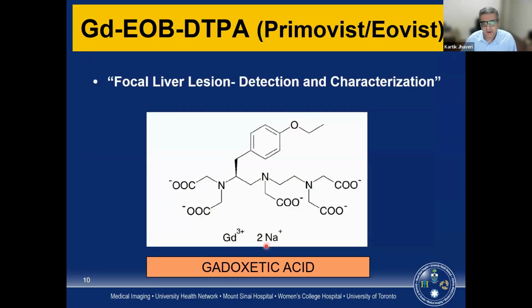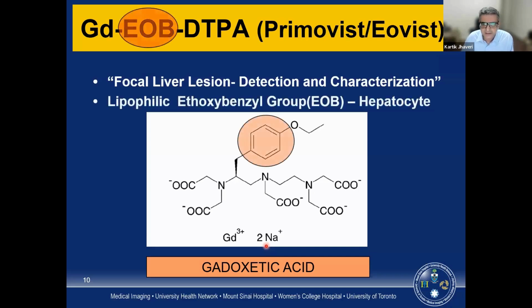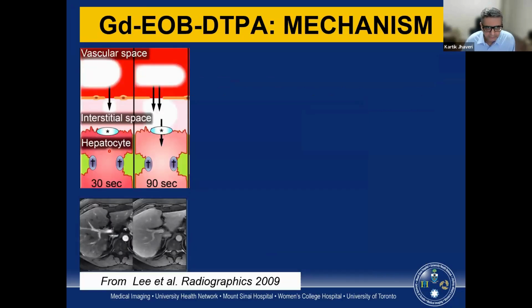From now onwards, I'm going to talk about gadolinium EOB-DTPA, or Primovist or Eovist, which was actually the first liver-specific contrast agent approved by the FDA and subsequently by Health Canada in North America for focal liver lesion detection and characterization. This particular contrast agent essentially has an ethoxybenzyl ring, known as EOB, inserted between the GAD and the DTPA component of the molecule, which results in its hepatobiliary properties. And the main crux of imaging is based on this particular subcomponent of the molecule.